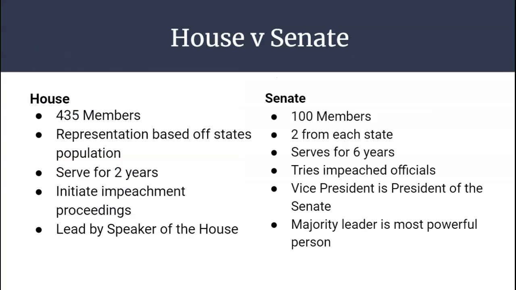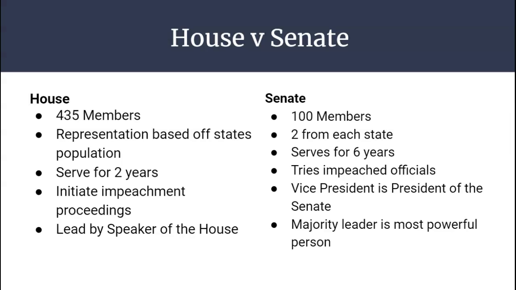So then just a quick review of the House versus Senate. Like I said, there's been so much about them in the news. And so you were probably thinking, man, I didn't realize I was going to apply this stuff so much to what I'm hearing about. But that's the beauty of government class. So the House consists of 435 members. Remember, representation is based off of state population. So however many people live in the state, the more representatives you get. These people serve for 2 years.